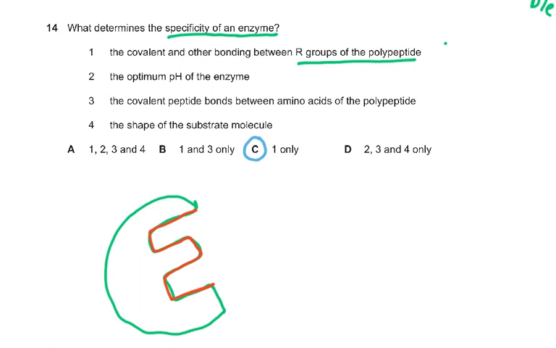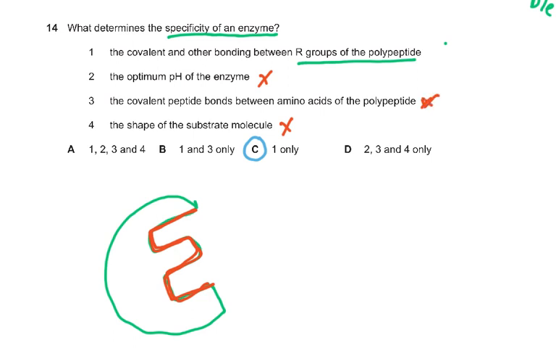The optimum pH of the enzyme has nothing to do with the specificity. The covalent peptide bond between amino acids of the polypeptide, well, that could be just maintaining the shape of the substrate molecule. No, that's all rubbish. So what we have to understand is that what determines the specificity of an enzyme is the shape of the active site, which is the specificity of the enzyme. So the answer was C.